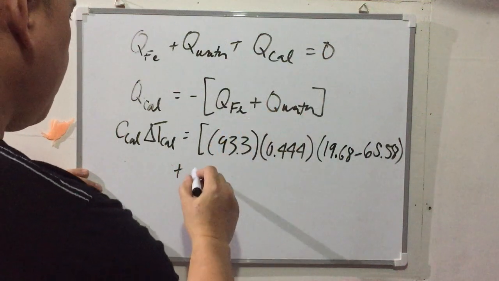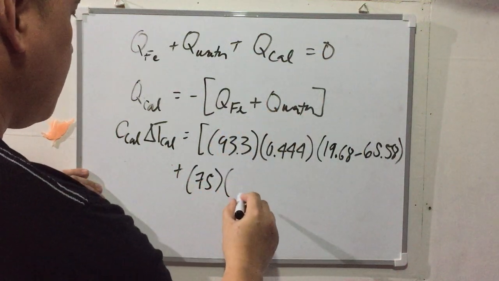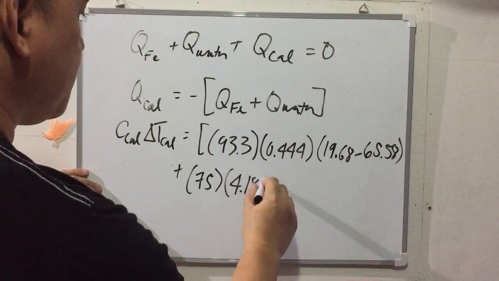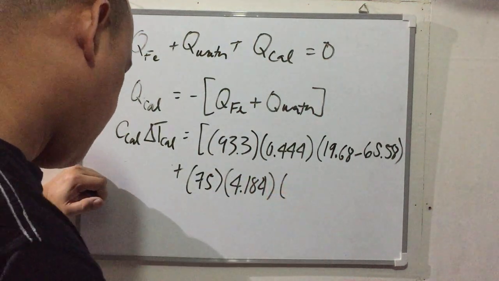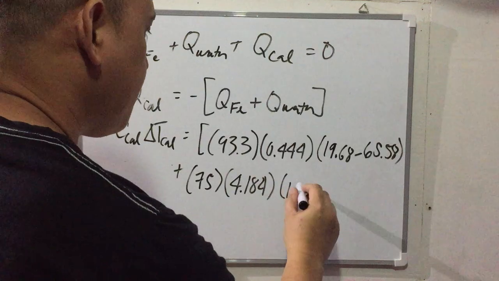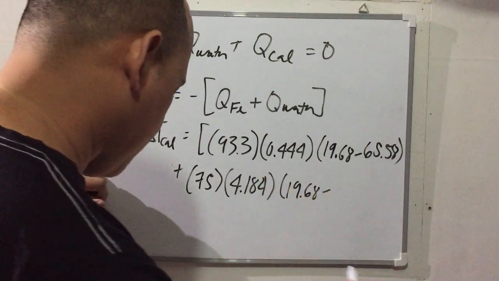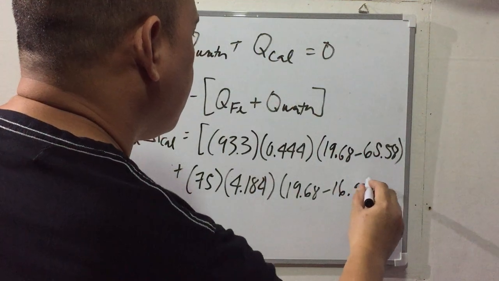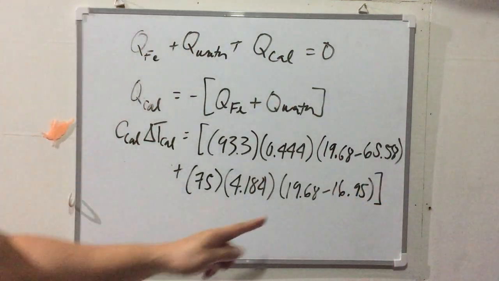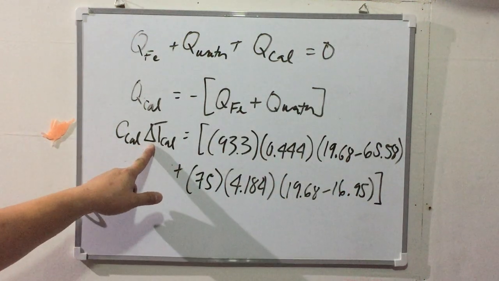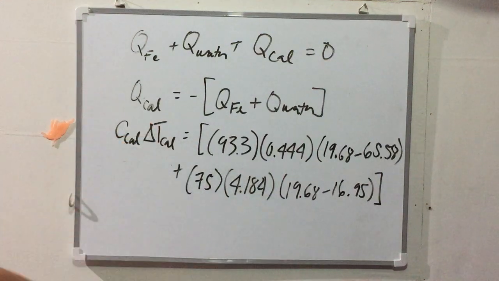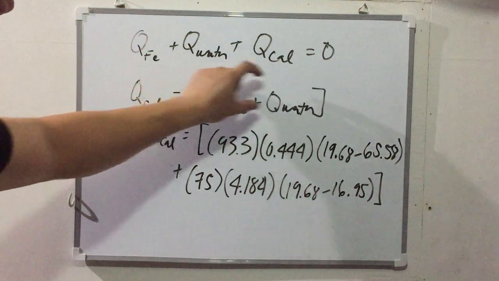Next up is water, and we remember that it's 75 grams, has a heat capacity of 4.184 joules per gram degree Celsius, and the change in temperature is the final temperature 19.68 minus the initial temperature, which is 16.95. Just remember this part: the delta T for water would be the same delta T for the calorimeter. I just didn't write this out explicitly. We know it to be true because they both started out at 16.95. So this is the entire expansion of this part.